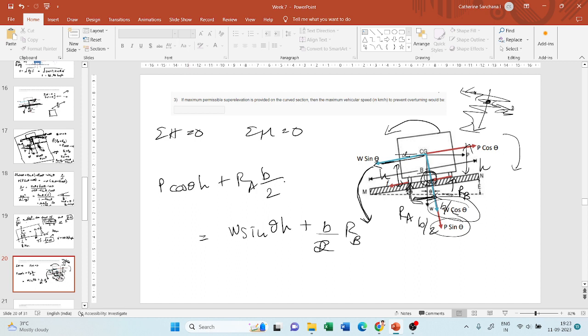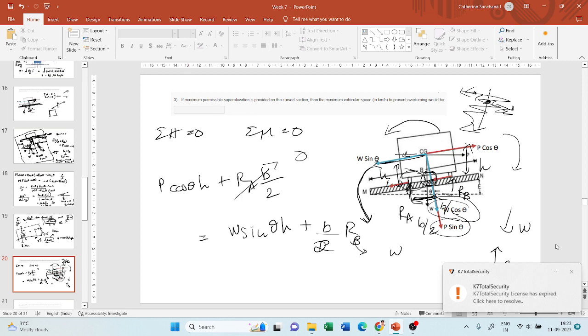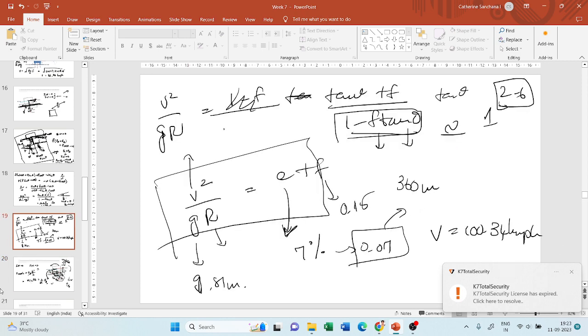Now we know that when the vehicle is overturning, it will lose contact with this tire. So RA will be equal to 0 and RB will be equal to what? It will not be equal to W. Because there the RB was acting like this and the weight was acting exactly opposite to it. So the summation of vertical force is 0, so RB is equal to W.